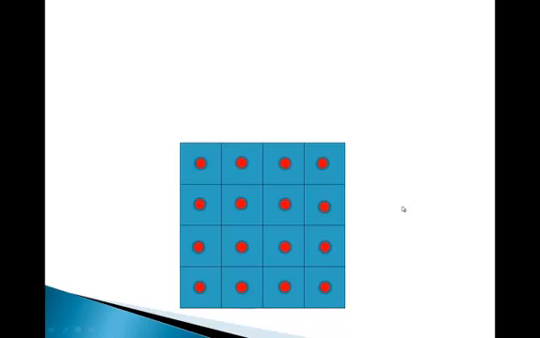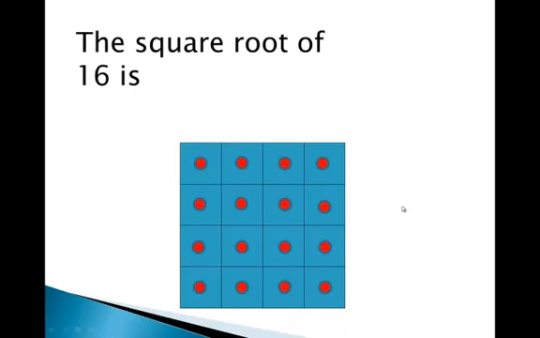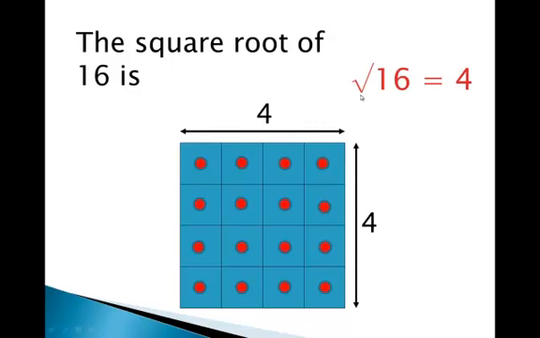Here's our same square that we looked at before. 16, what multiplied by itself gives us 16? It's 4 and 4. So we would write the square root of 16 is equal to 4.